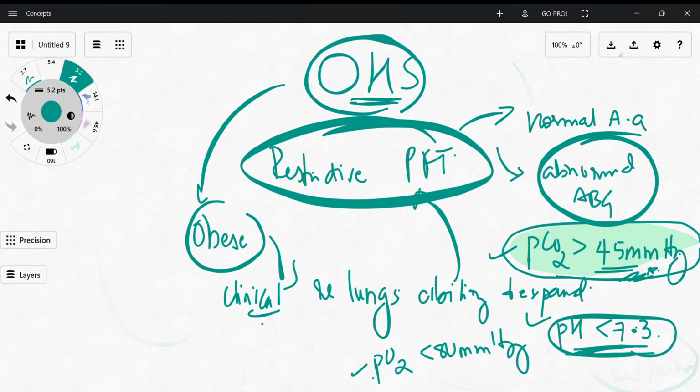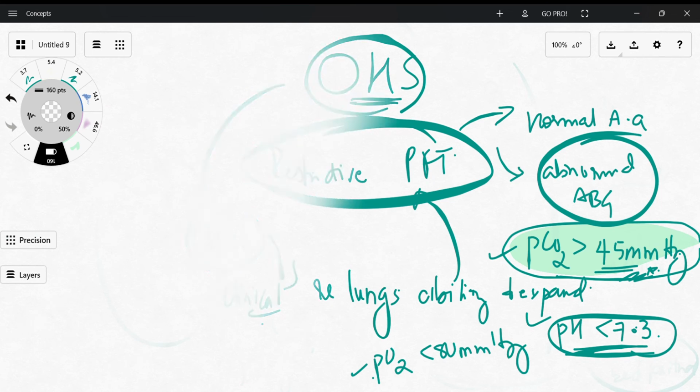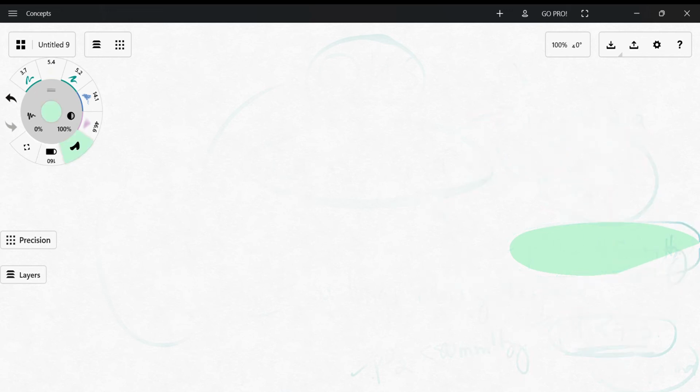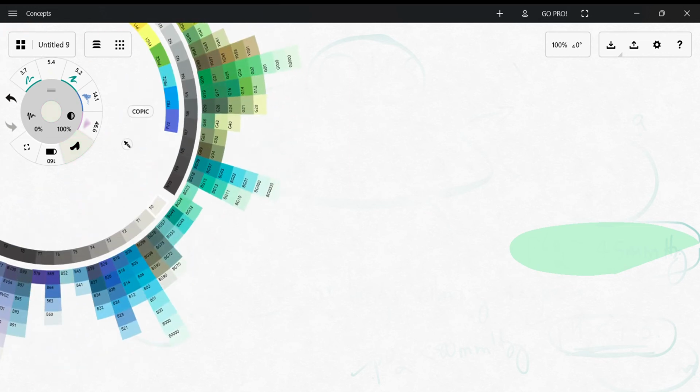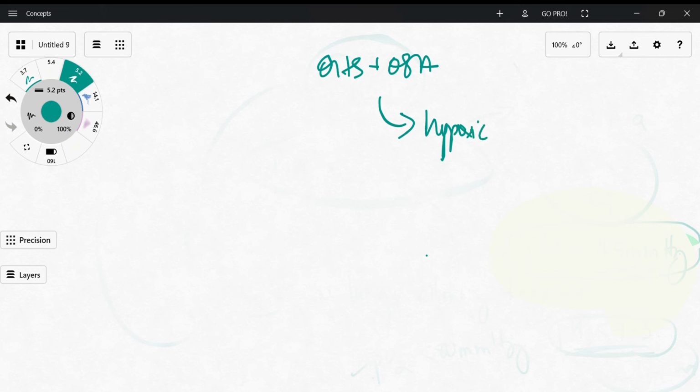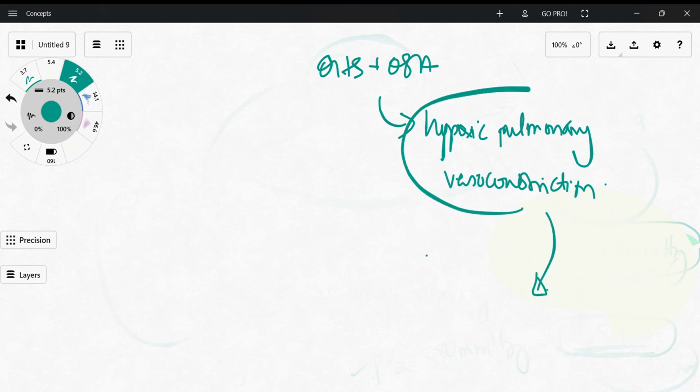Now, what is going to be common for OHS and OSA? You know now that both of these disorders are affecting your body's ability to oxygenate. So what happens, especially with local lung pathologies that can happen with this, is that both OHS and OSA can cause hypoxic pulmonary vasoconstriction. All right, and this can later progress to pulmonary hypertension, right?